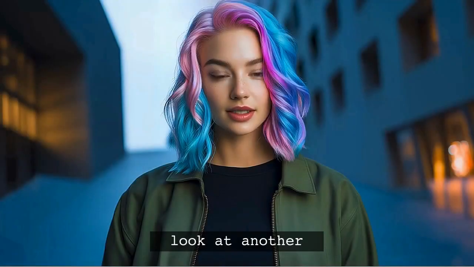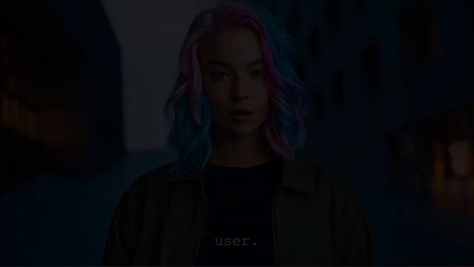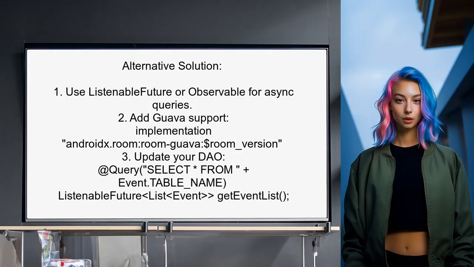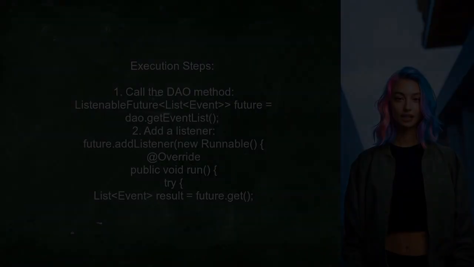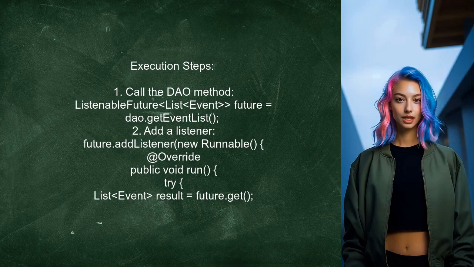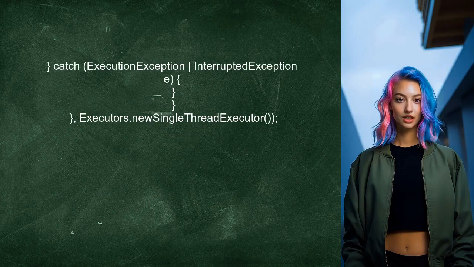Let's take a look at another answer from another user. An alternative solution suggests using listenable future or observable for your DAO calls. This allows you to handle asynchronous queries without blocking the UI. You can implement this by adding Guava support to your Gradle file. To execute the query, you can call getEventList and add a listener to handle the result. This way, you can update your UI without delays.